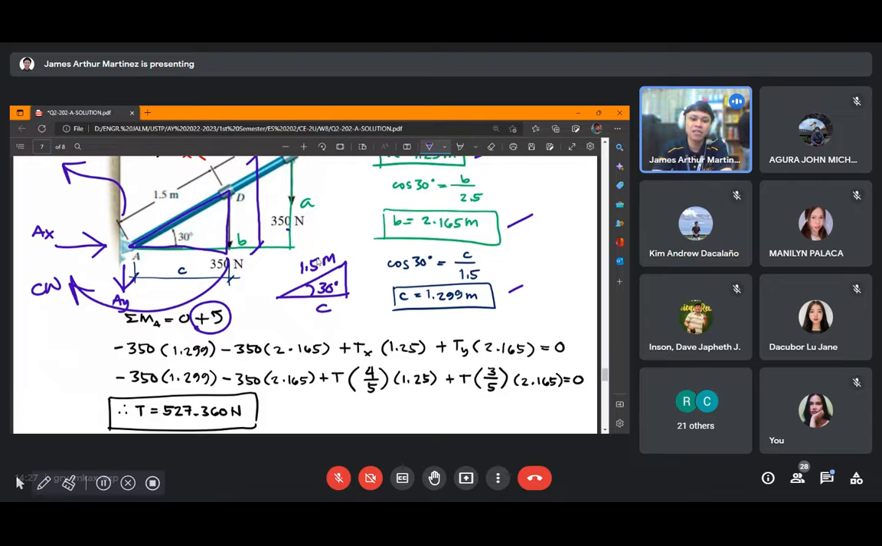Next term, you have another minus 350 times 2.165. So that is the other 350. Its moment arm is small letter b, and that is 2.165. Minus, since it will also create clockwise rotation with respect to point A.